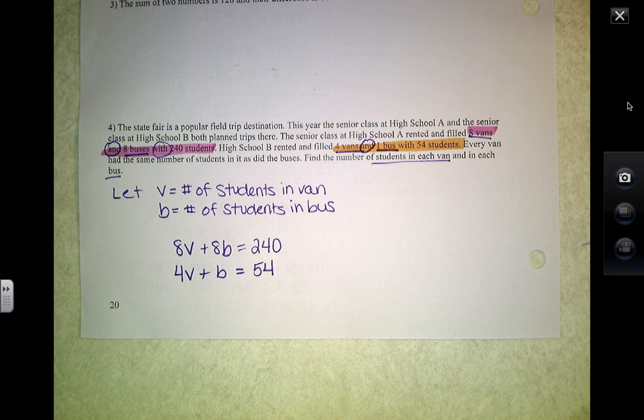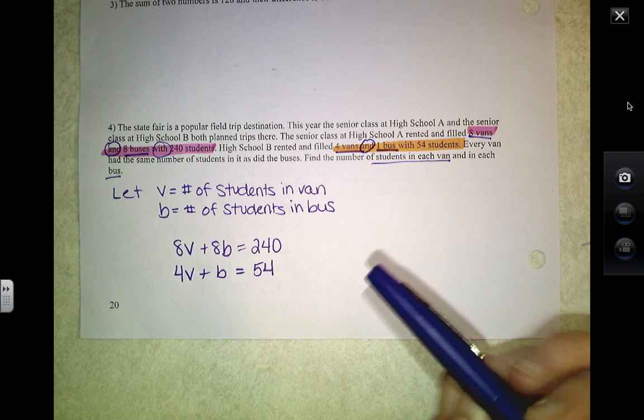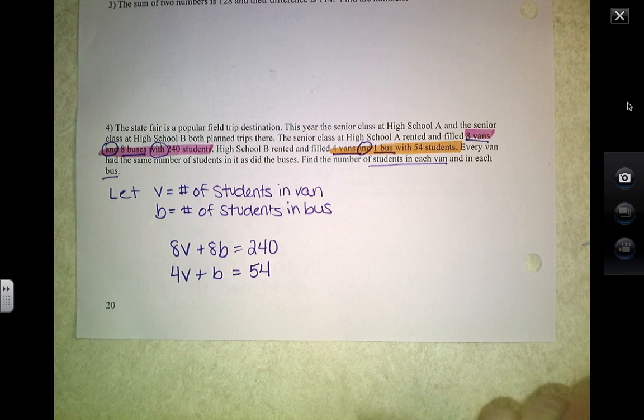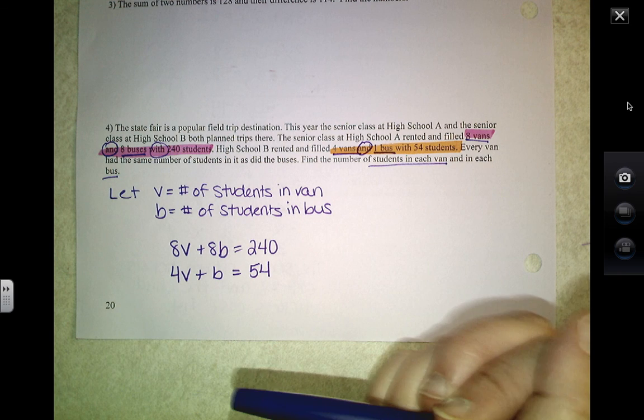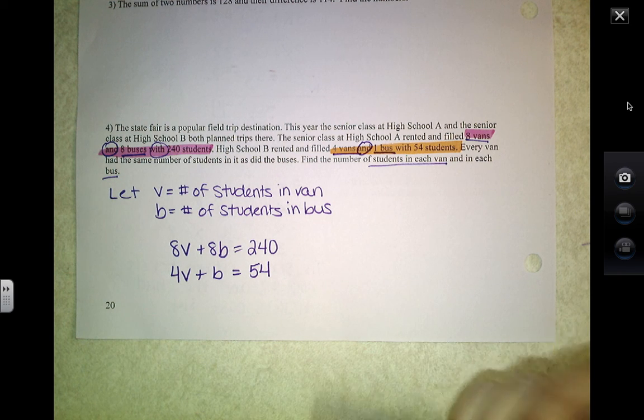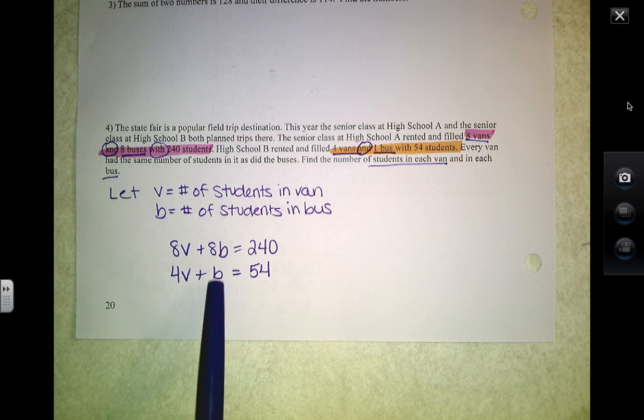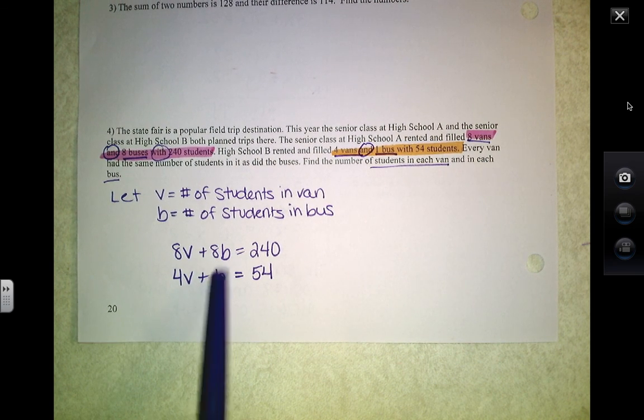I would probably use elimination. I would have to multiply first though, so you can either do the flip-flop method or you can just figure out what you could multiply one equation by in order to cancel out the variables. But you could also, if you prefer substitution, get the B alone on the bottom and then substitute that into the B on the top. So choose what you would like and go ahead and finish solving that.